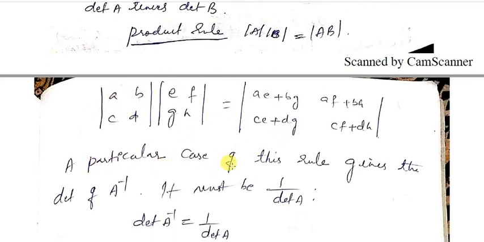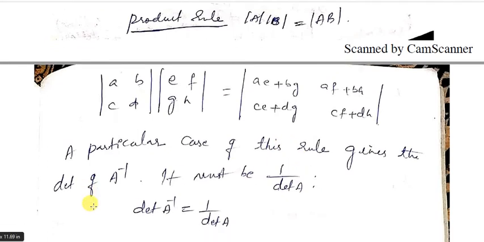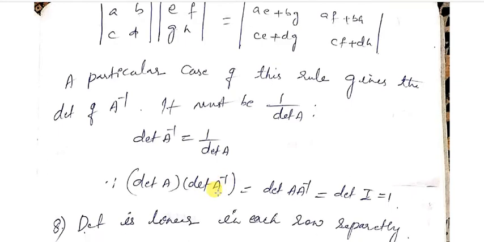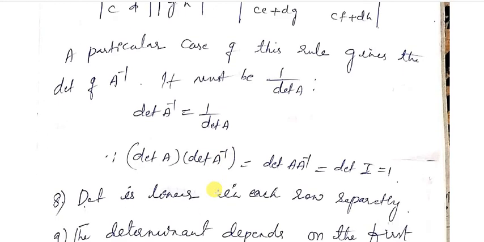Okay. So a particular case of this rule gives determinant of A inverse. So it is denoted by determinant of A inverse. So always what we consider 1 by A as A inverse, or we write A inverse as 1 by A. So in the same sense, from this rule, we can consider determinant of A inverse as 1 by determinant of A.